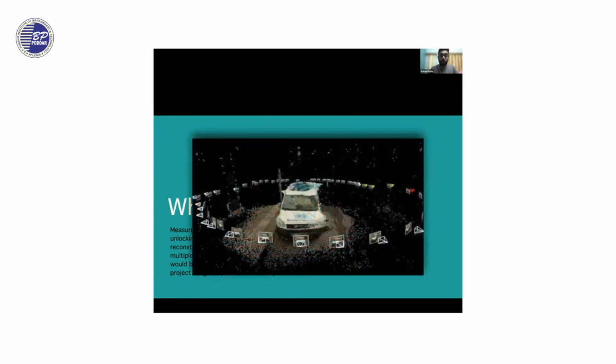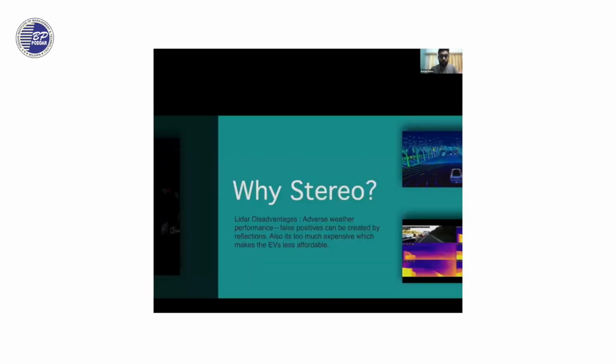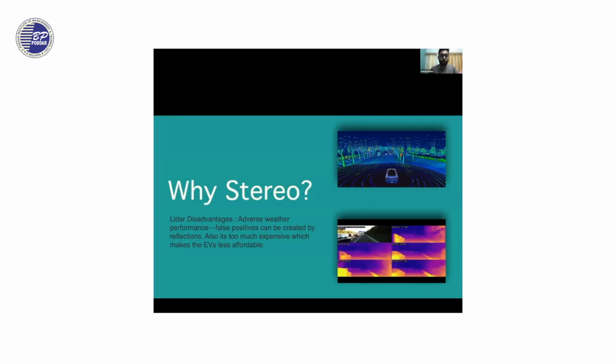And also this is an example of the 3D reconstruction of a scene by using a number of images which are taken from various cameras from different angles. So why are we using stereo, that means why are we using two cameras and not any other sensors? Yes, there are other sensors also, like we know that LiDAR, which also gives similar results and also very good results actually. As you can see here, this is an image of the output of a LiDAR.